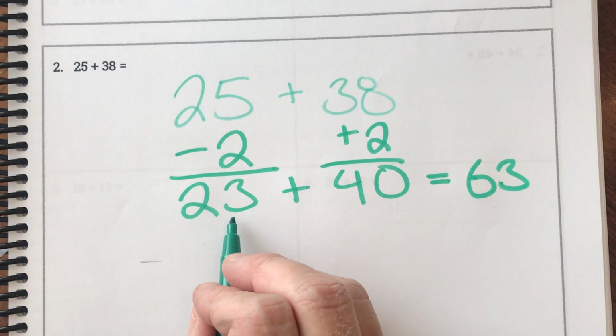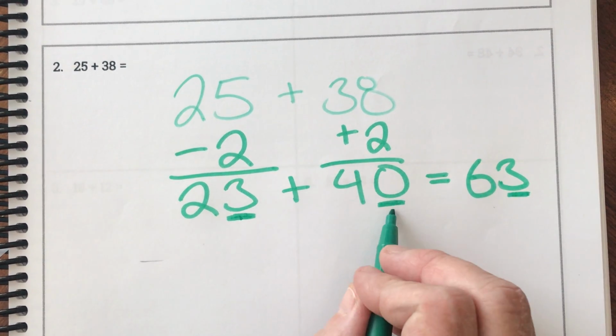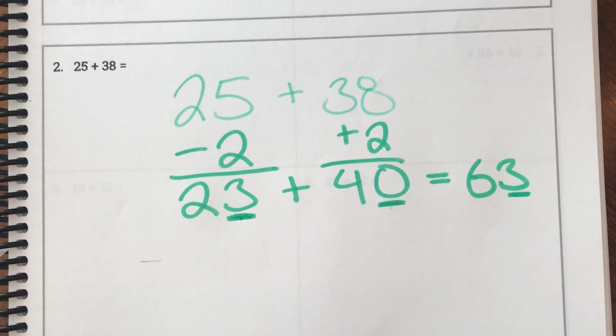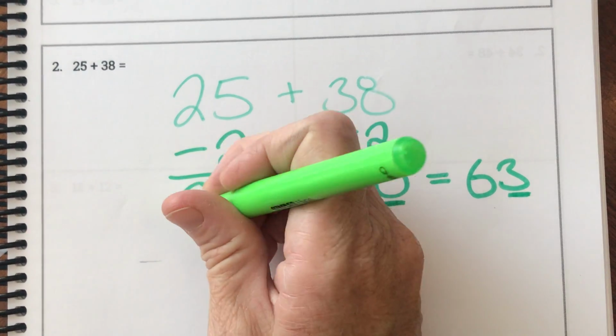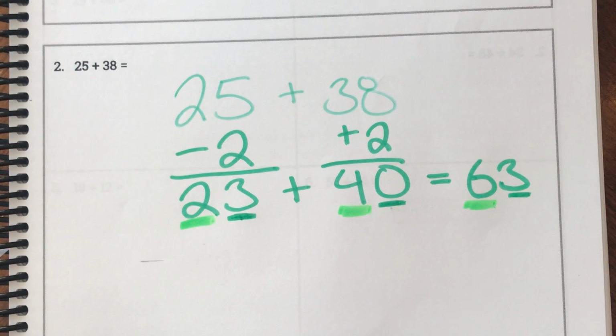Well, I know that 20 plus 40 is 60, so 23 plus 40 must be 63. And look what I showed you earlier. Look at my ones column. 3 plus 0 is 3, and look at my tens column, or my tens place. 2 plus 4 is 6.